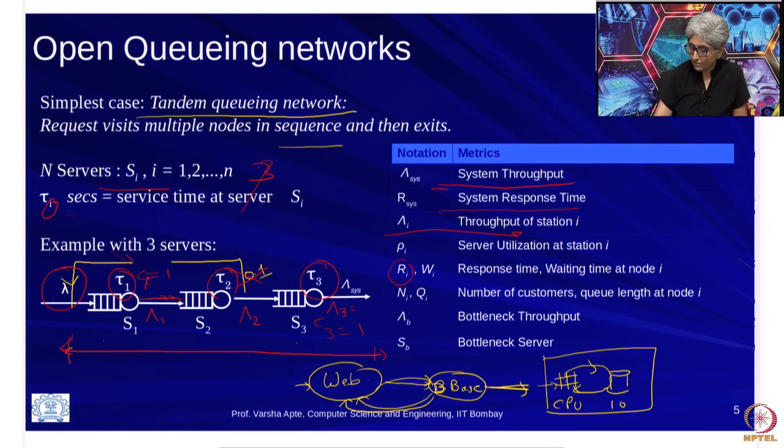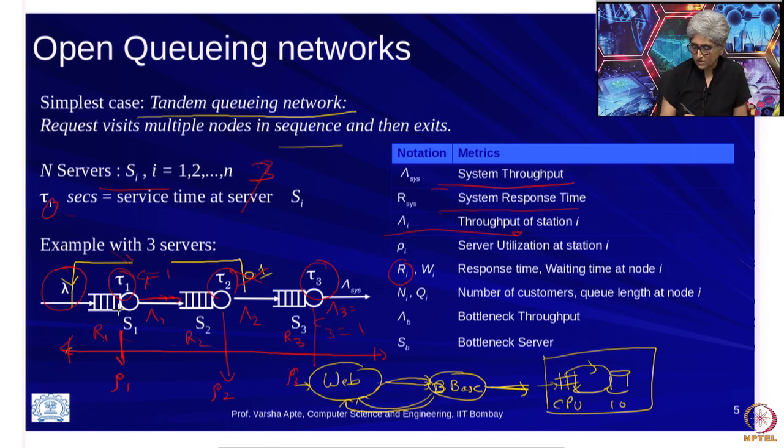But we will of course have a particular response time at each station or each node. So the response time here, there will be R1, this will be R2, this will be R3. We have server utilization, which makes sense only for each node. There is no such thing as a whole system utilization. So we have utilization of the servers at this station, the rho 1, at this station rho 2, and at this station rho 3.